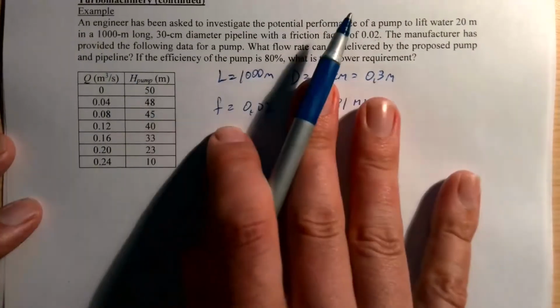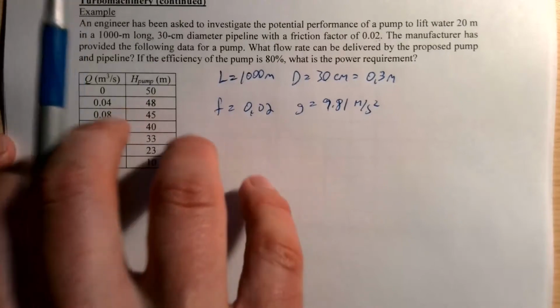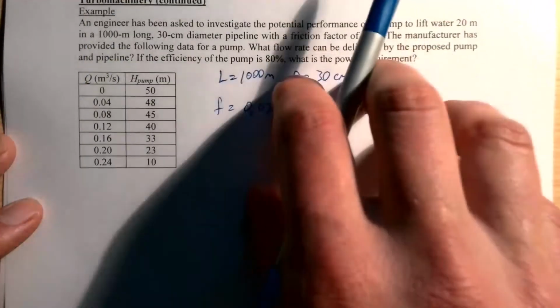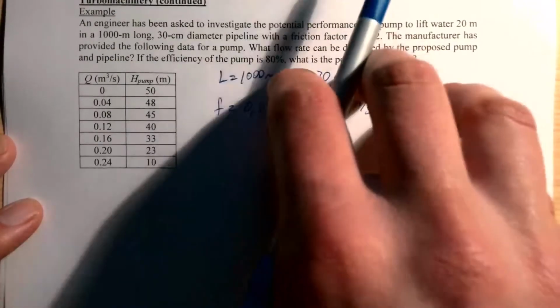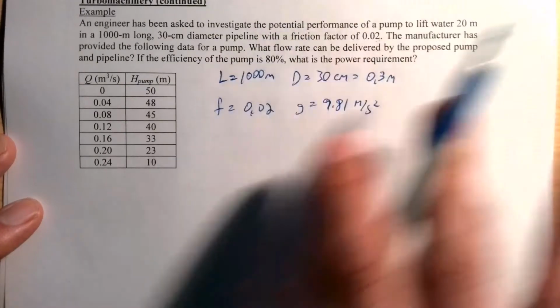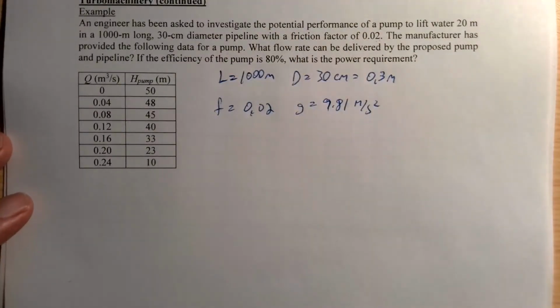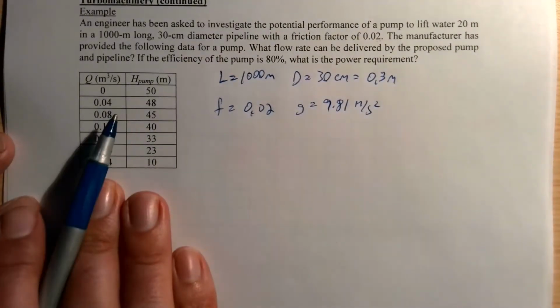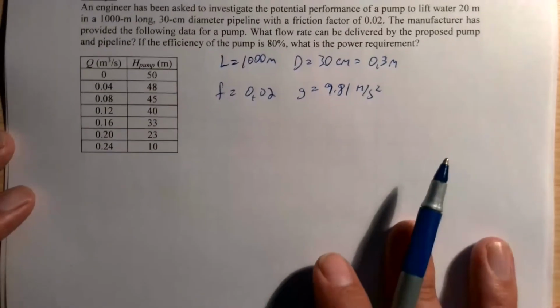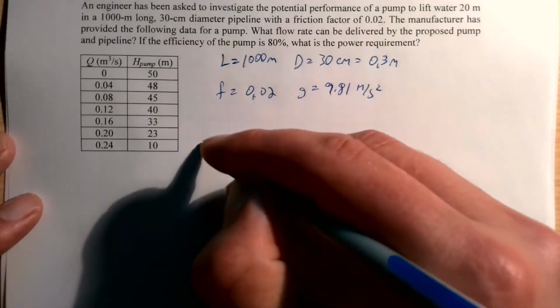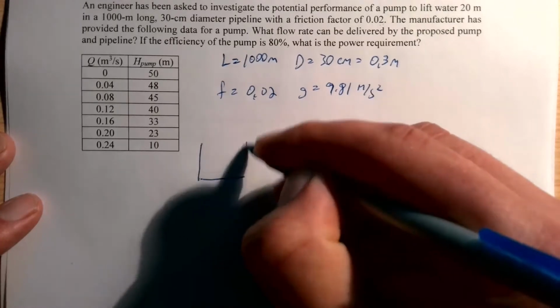This has nothing to do with the pipeline. So remember, the pump has its characteristics, the pipeline has its characteristics. The pipeline is energy losses from friction, exactly 100% the same thing we've done in the past. But this is the new thing here with the pump curve. So let's draw a little diagram to help us think about how to do this.